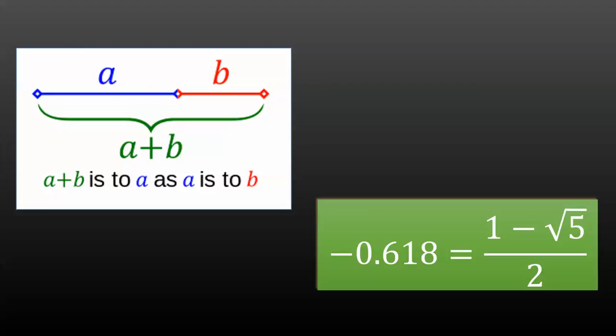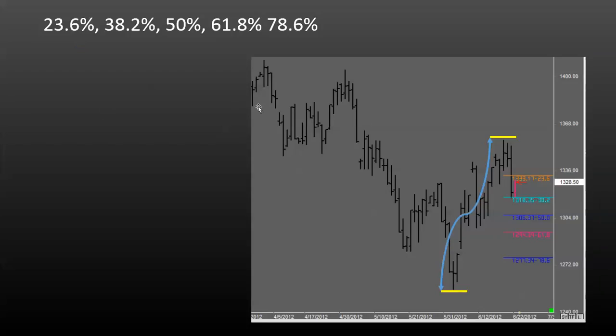So we've got a basic formula here. The important thing to note is you get this 618 number that keeps showing up again and again. And from there, we're able to derive a series of numbers. It's basically 23, 38, 50, 61, and 78. So we're going to take a look at how you can draw these on your charts and why these levels become important.